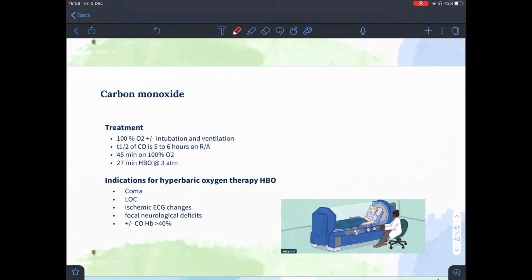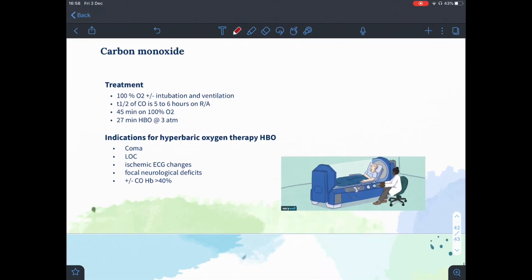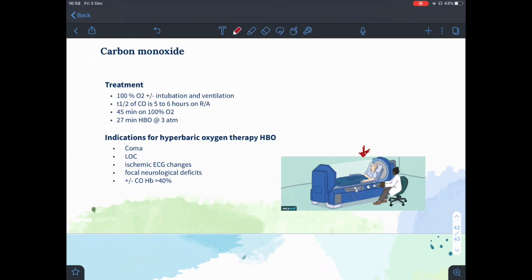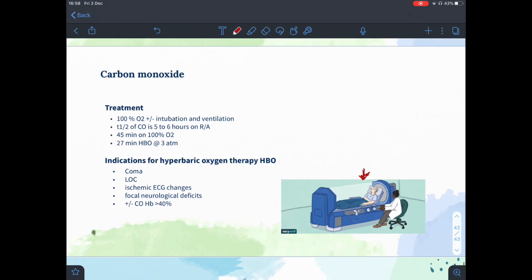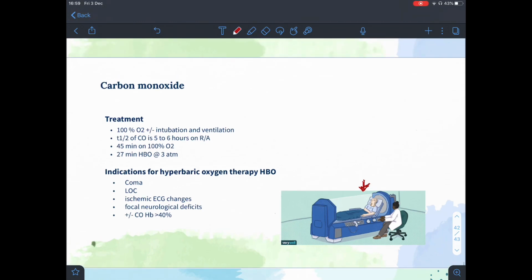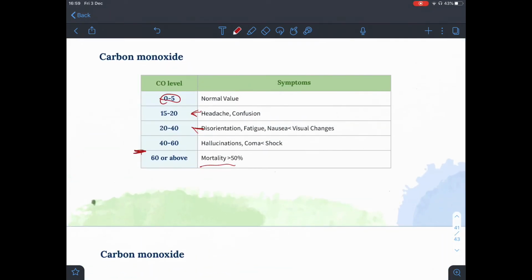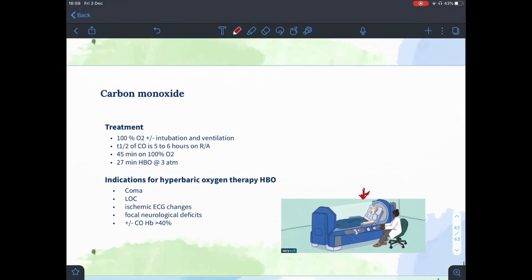Treatment of carbon monoxide inhalation is 100% oxygen, with intubation or ventilation. We may also have to start them on hyperbaric oxygen therapy. The picture explains it better: oxygen at high pressure enters their lungs so they quickly get rid of the hemoglobin bound to CO. Indications for hyperbaric oxygen therapy: coma, loss of consciousness, ischemic ECG changes, focal neurologic deficits, and maybe CO hemoglobin more than 40%. At this point, we might start thinking about hyperbaric oxygen therapy.